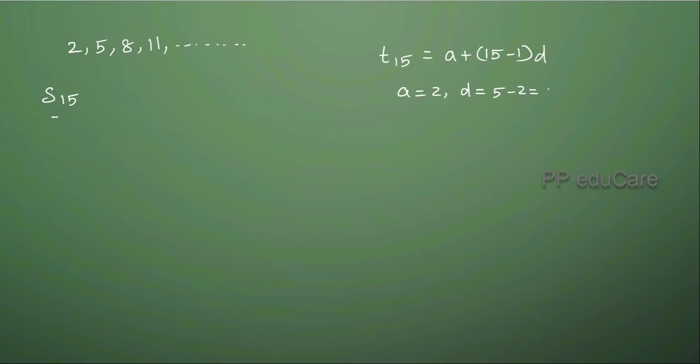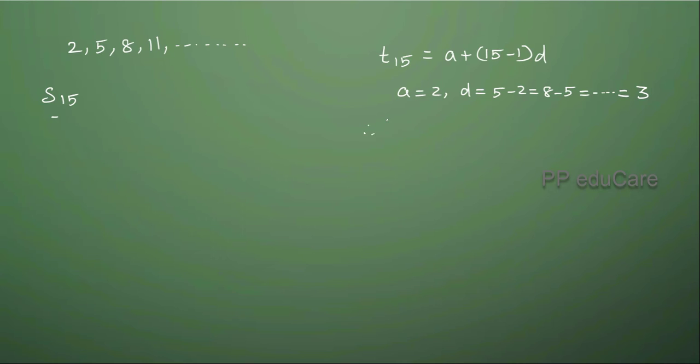Now let's see an example of how to find the sum of the first n terms of an arithmetic progression. Consider the sequence 2, 5, 8, 11, etc. Suppose we want to find the sum of the first 15 terms of this sequence. To find the sum S15, first we have to find the 15th term of this sequence, T15. This term is a plus (15 minus 1) into d. So look here. Here the first term a is 2 and d is 5 minus 2, equal to 8 minus 5, equal to etc., which is equal to 3. That is, the common difference is 3.